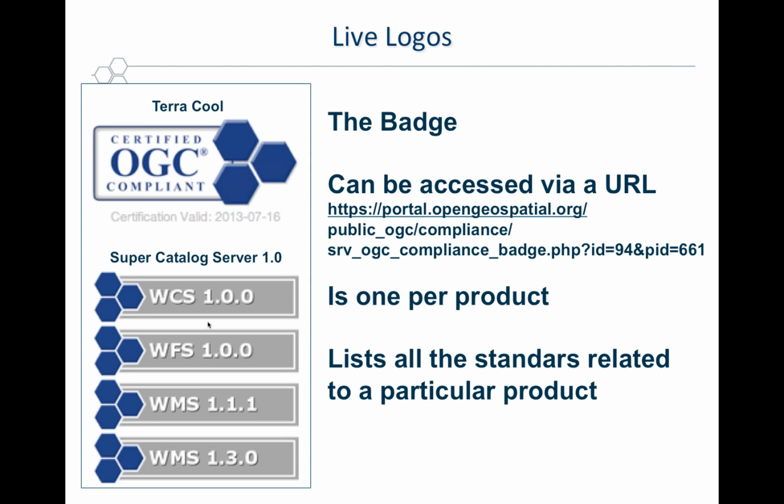So this, for example, of a product called TerraCool, and says yes, is OGC compliant with WCS 1.00, WFS 1.00, and so forth. Sorry, in this case, TerraCool is the company, and the product is Supercatalog Server 1.0. Every time you have a product that is OGC certified, we give you a live URL logo with the information that you can use anywhere. So for every product you have, you will get an image like this that you can access via URL.